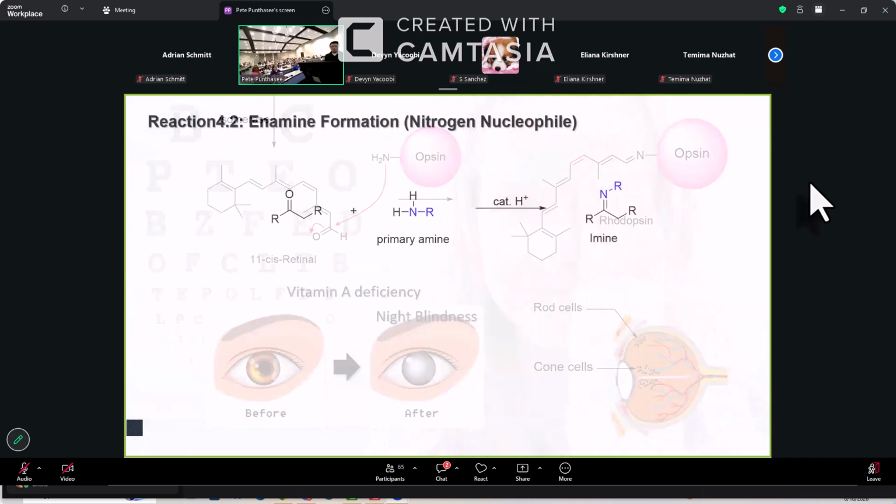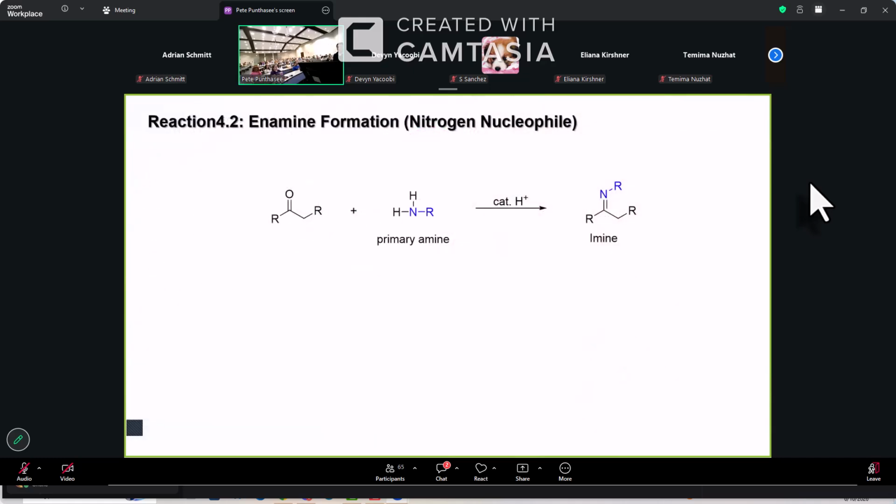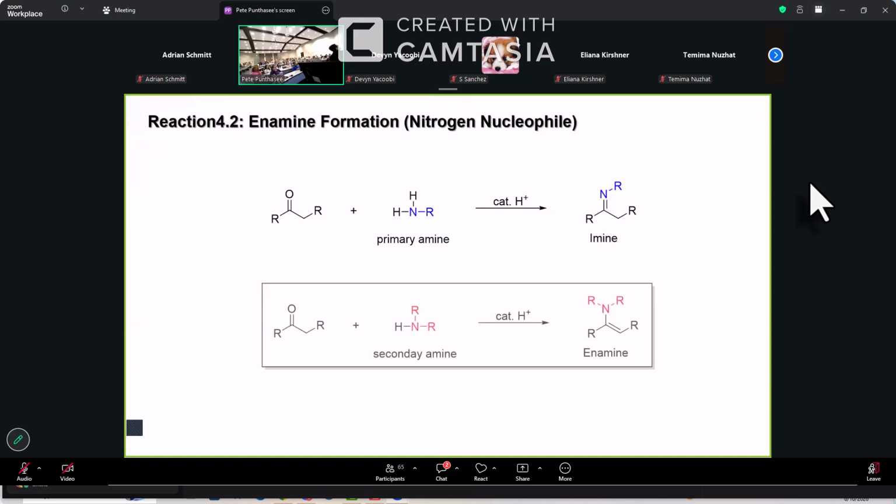All right. One more thing we have to talk about: enamine formation. This one is a secondary amine. Y'all see that? No, that's a primary amine. That's a secondary amine. Imine formation, we just learned that. This is what we're gonna learn next, enamine formation. That's an enamine. Let's start with the name first. We call this enamine because it got alkene and amine. That's where the name comes from.